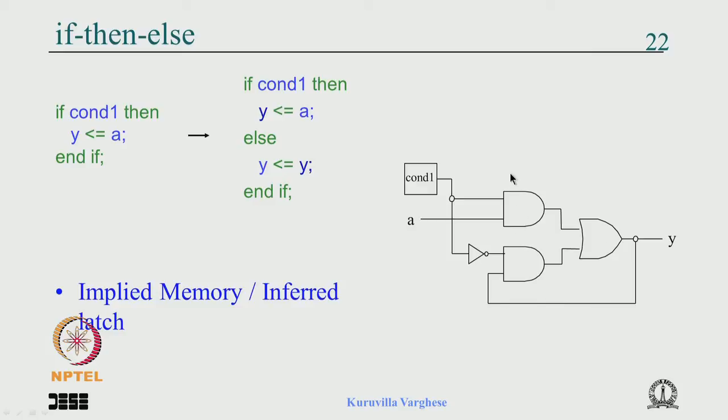And this is nothing but a 2 to 1 mux. You can replace it by a 2 to 1 mux with the select line being condition 1. When the select line is 1, a goes to y, otherwise y is fed back. So you can replace this with a 2 to 1 mux, and with an inverter you get a latch, a normal latch kind of RTL symbol. So that is what you get. This is very valid, and if you need a latch like this, you can write code like that.